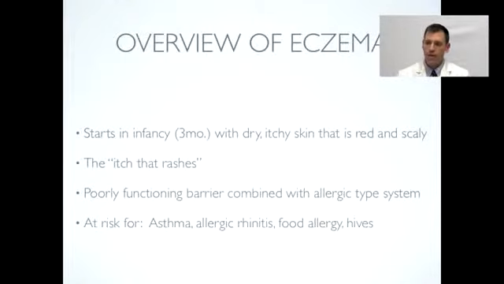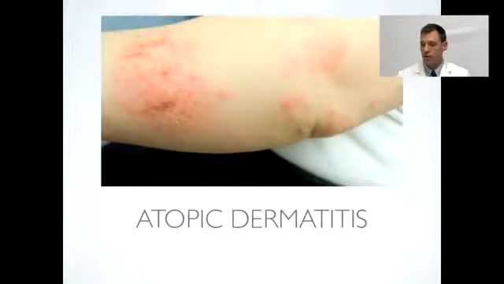We like to think of it as a combination of two things. One is a poorly functioning barrier. So infants and people with eczema, atopic dermatitis, tend to have more dry skin. So there's a lack of those barrier oils to protect them from all the irritants and allergens in the environment. That combined with an allergic system leads to atopic dermatitis. So along with that allergic system, people with atopic dermatitis have an increased risk of having asthma, allergic rhinitis, food allergies, or hives.